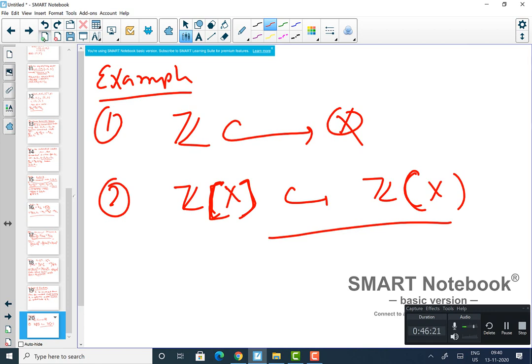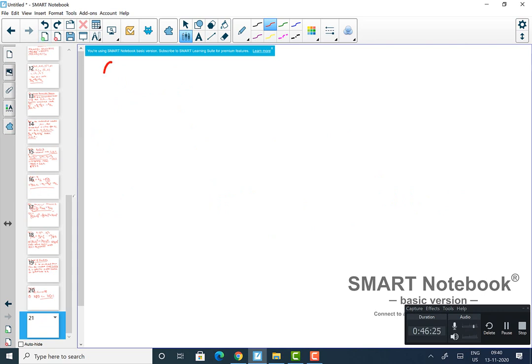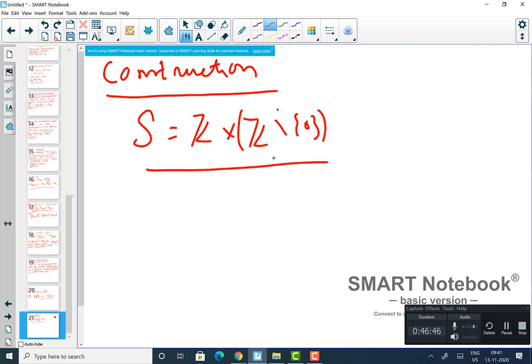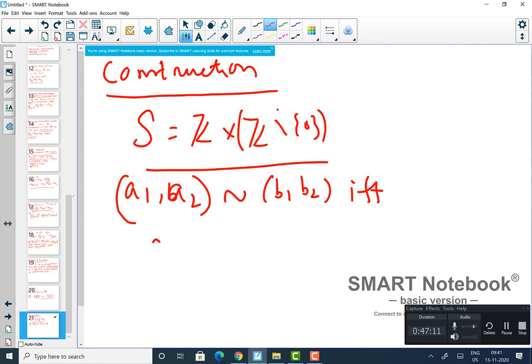And then how to construct this thing? The construction I already described, I remember, but let me again tell you the construction. I described how to construct Q from Z once, so let me write it down again. You write S is Z cross Z star, so Z minus zero. On this set you define an equivalence relation: you take (a1, a2) and (b1, b2), and you say (a1, a2) is related to (b1, b2) if and only if a1 b2 equals a2 b1. And this tilde, you can check, is an equivalence relation.